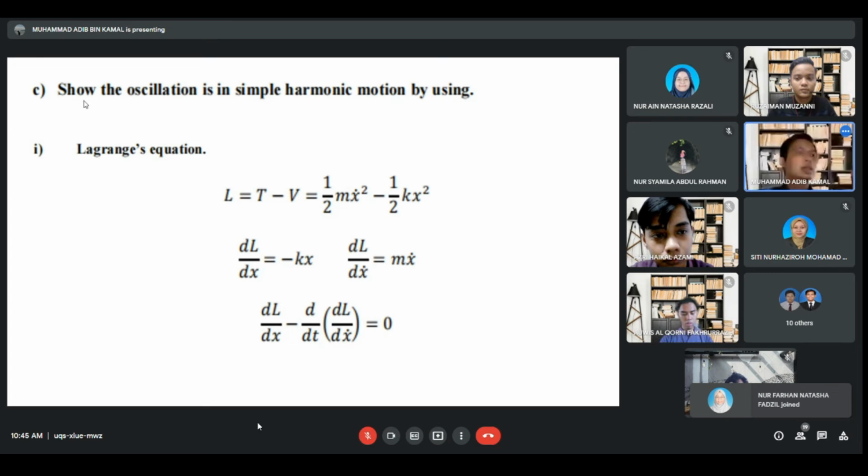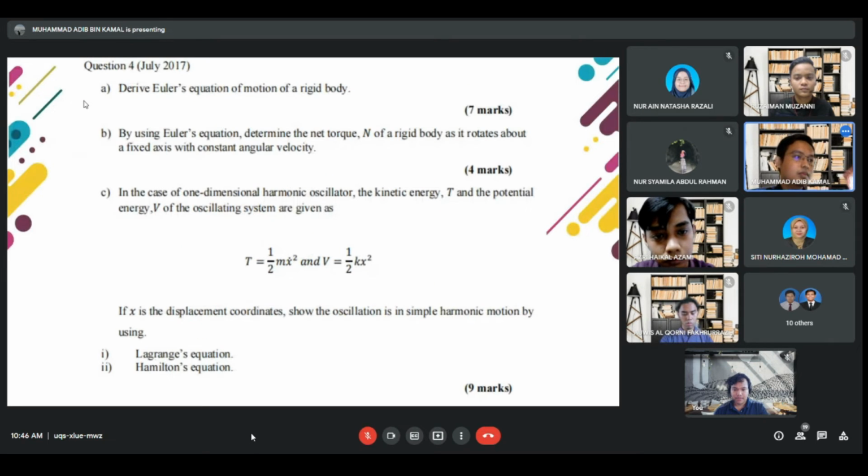Next, C. Show the oscillation in simple harmonic motion by using the Lagrange equation. For your information, this is not our part, but it is in equation 4, and we just show it to you as the extra part. So L equals T minus V, equal to this equation as shown in C.